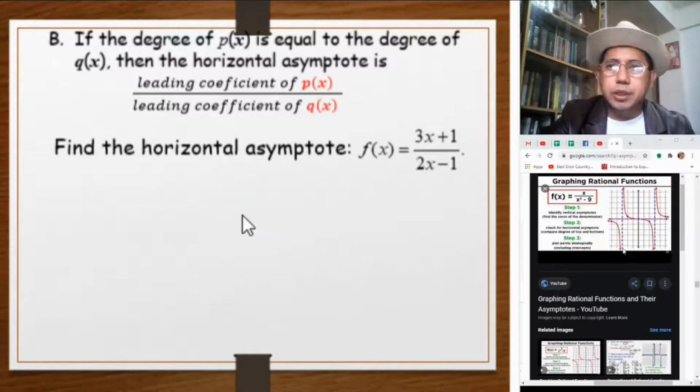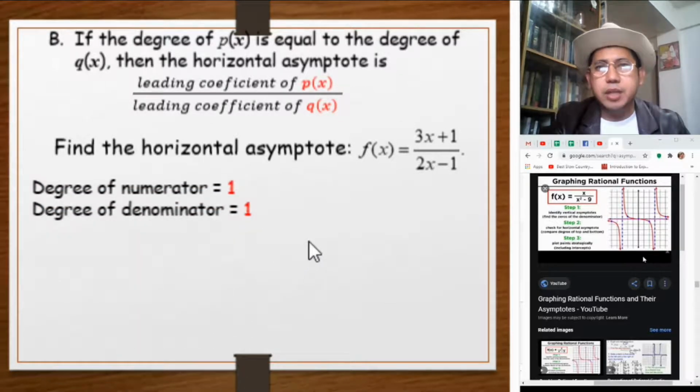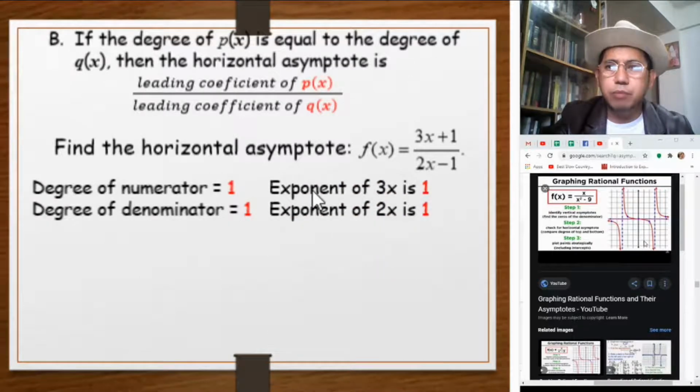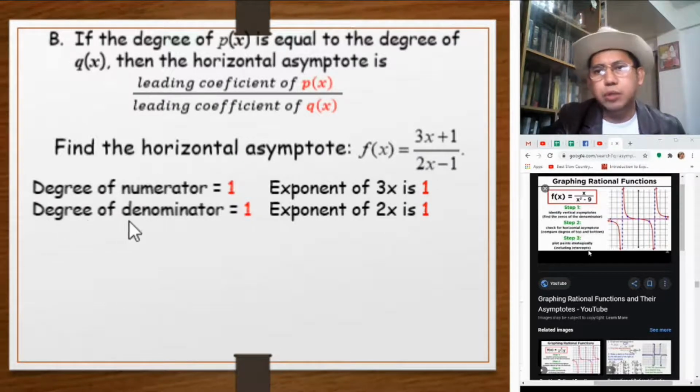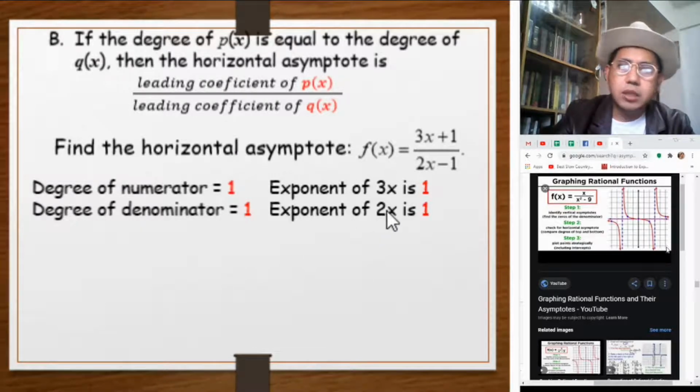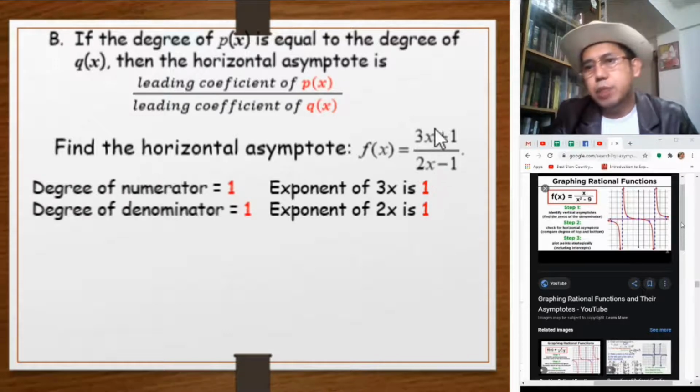To understand the rule, we have to dissect one by one every part of this rational function. Now it says in here, the degree of the numerator is equal to 1. Where did this 1 come from? It actually came from the exponent of 3x. So what is the exponent of 3x in here? It is 1. What about the degree of the denominator? It is also 1. Where did this 1 come from? It is actually the exponent of the 2x, which is 1.